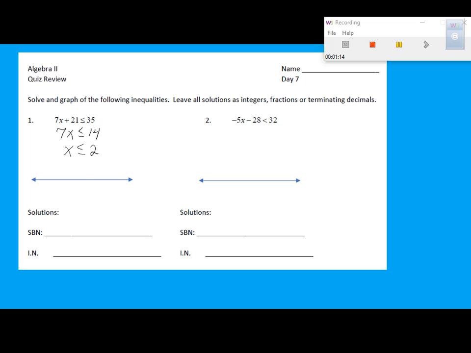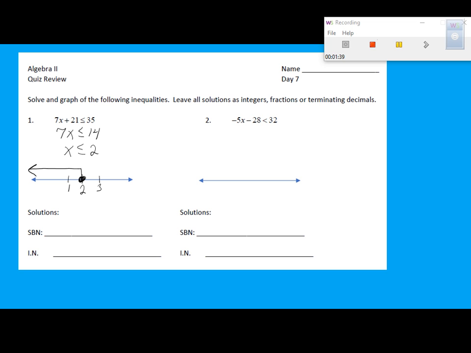Now, number line wise, it's going to look like this. I got my 2, I've got a closed dot, and since the variable's on the left, I'm going to the left. Or since the sign's pointing to the left, I'm going to the left. Now, don't leave one number on your number line. Put 2 integers around the 2. So that would be a 3 and a 1.